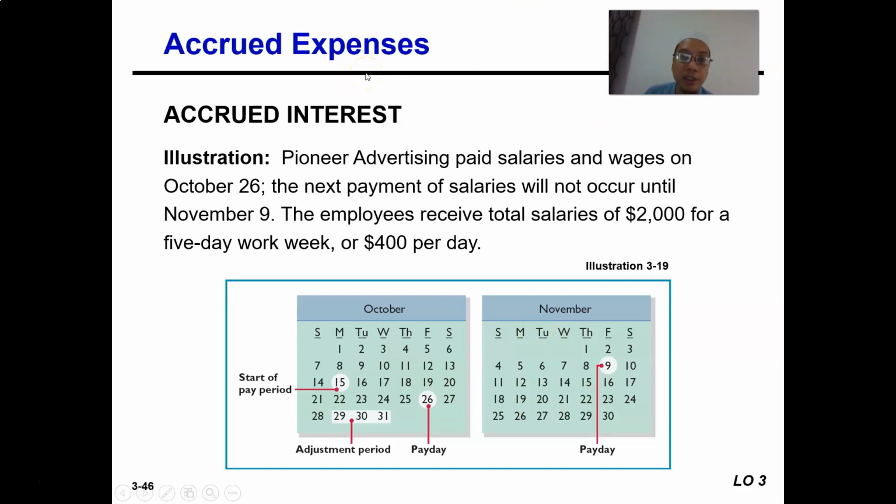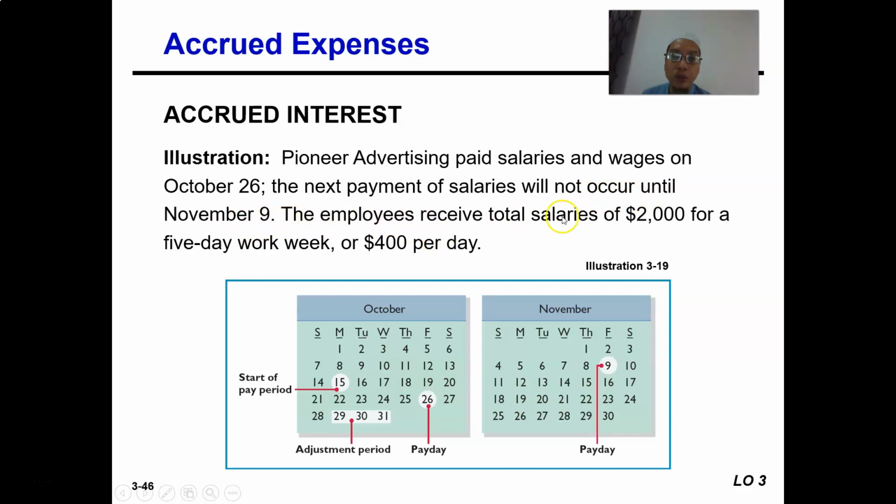This is accrued expense in terms of salary. Okay, there's an error in the title here. This is salary. Pioneer Advertising paid salaries and wages on October 26. The next payment of salaries will not be incurred until November 9.